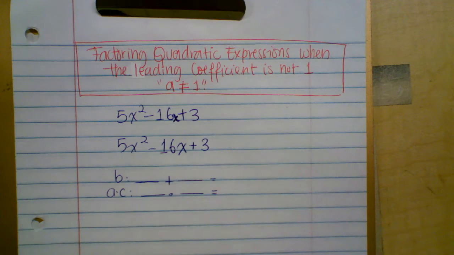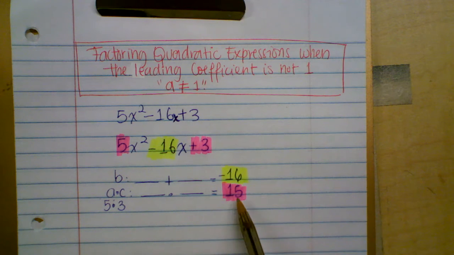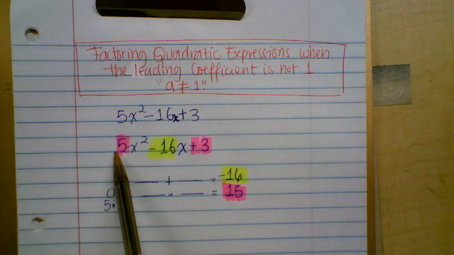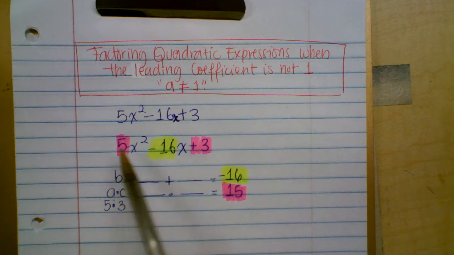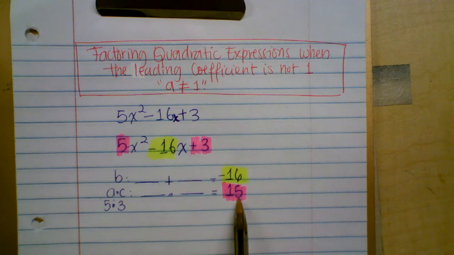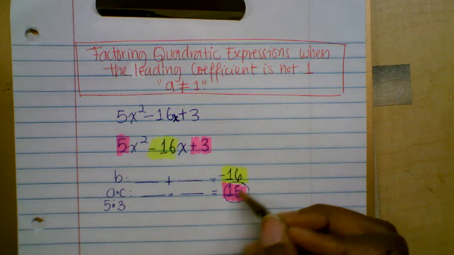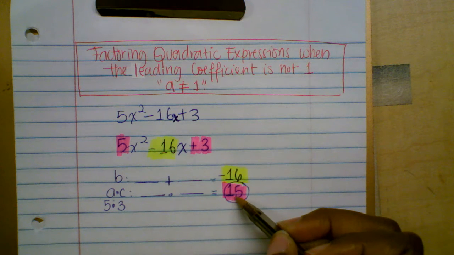Please pause the video and answer those questions. I hope you're able to find those two numbers, the two numbers that multiply to 15 and add to negative 16. Remember, it cannot be 3 anymore. Why? Because the a here is not 1 anymore. The a here is 5. So you do a times c. 5 times 3 is 15. Always find the two numbers using the factors of a times c, never with the constant alone. Always use the a times c number.